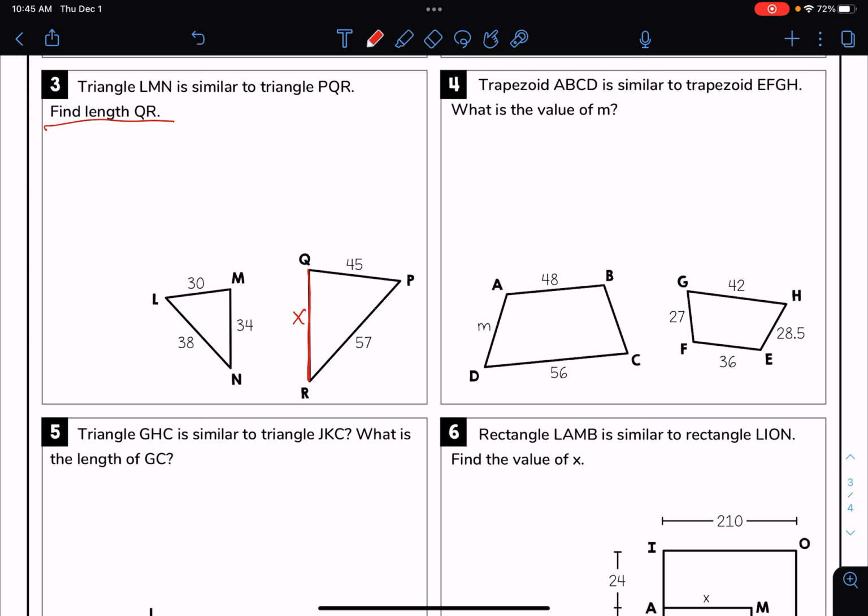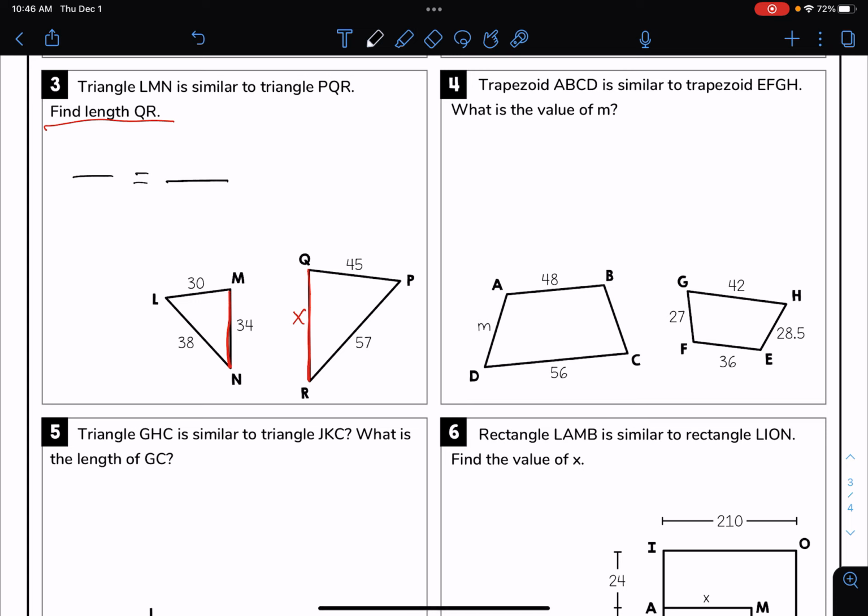So remember, when you're looking at triangles like this or shapes, you have to think about the orientation they're in. Are they facing the same direction? Are they in the same position? So here, triangle LMN is facing the opposite direction than triangle PQR. So MN would correspond with QR. So you would set up your proportion.